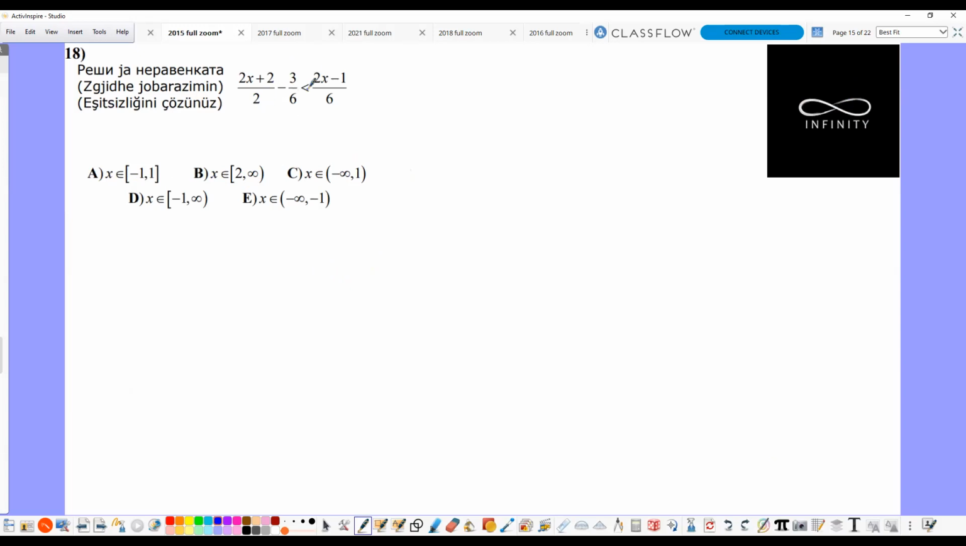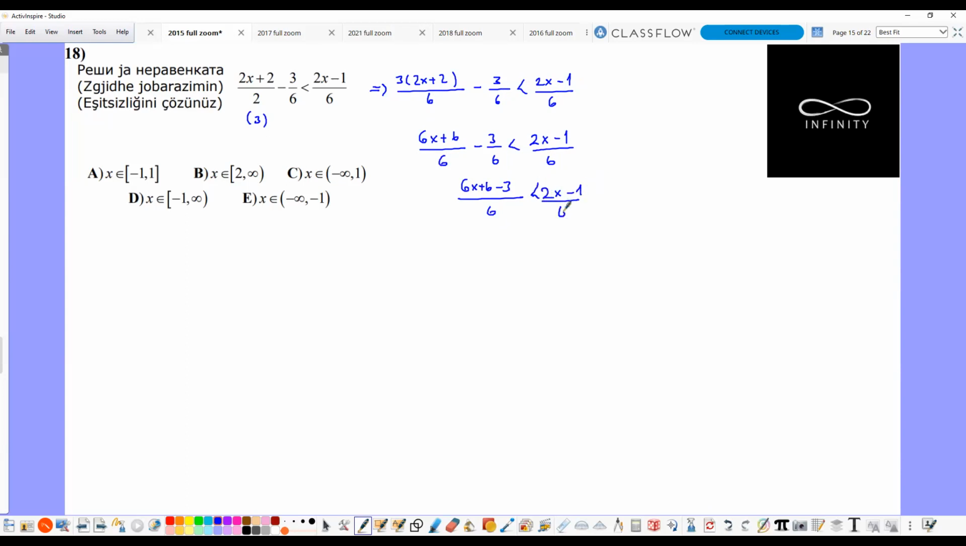Firstly, we should make the denominators the same. To make the denominator the same, I'm going to multiply this one by 3. Then it's going to be equal to 3 times 2x plus 2 divided by 3 times 2, which is 6, minus 3 divided by 6 less than 2x minus 1. This is the first part. Continuing, 3 times 2x is 6x plus 6 divided by 6 minus 3 over 6 less or equal to 2x minus 1 divided by 6.